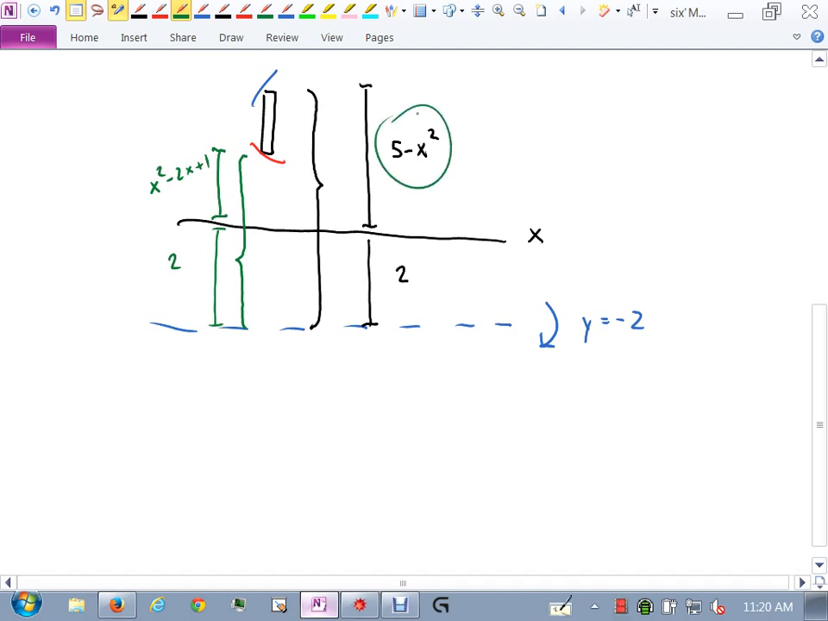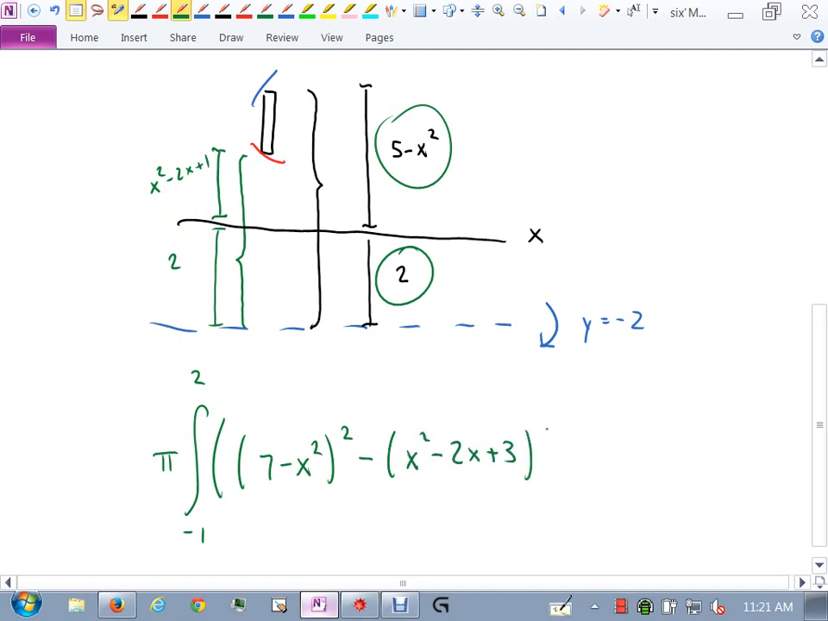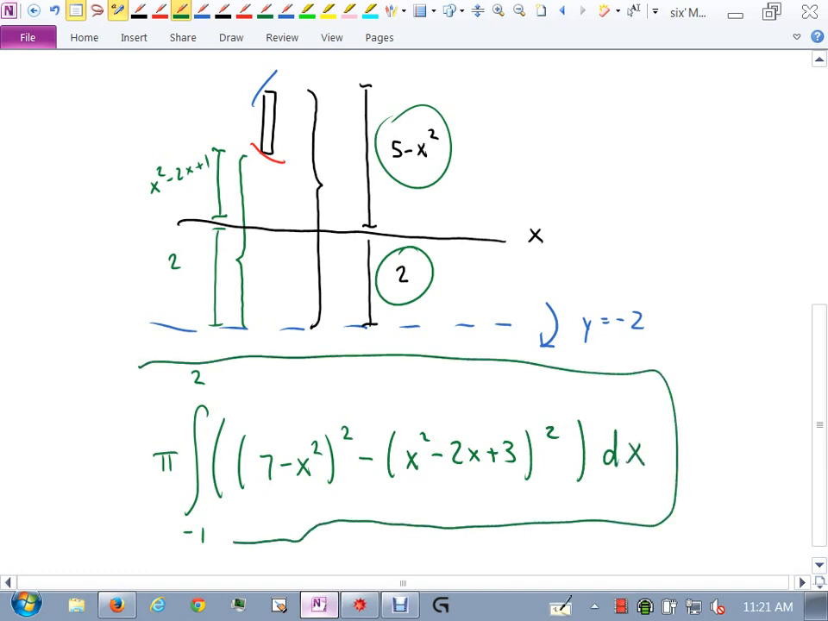So what happens when I put this together? I add those. What do I get? 7 minus x squared. That's the outer function, 7 minus x squared. So in my integral, same thing, pi goes out here, -1 to 2. But the outer one is 7 minus x squared, and then I square it. And then minus this one right here, when I add these together, I get x squared minus 2x plus 3. Then, again, squared, and then dx. Understand?